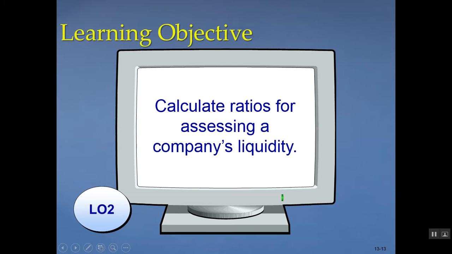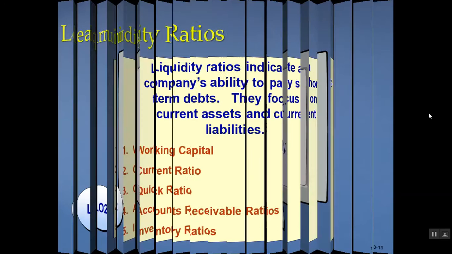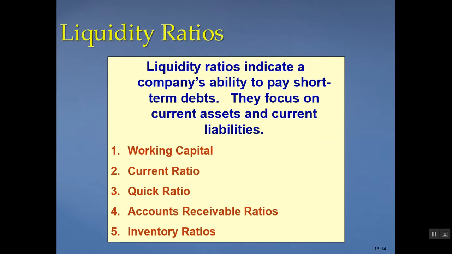Let's continue our conversation on financial ratios by looking at liquidity ratios. Liquidity ratios indicate a company's ability to pay short-term debts. They focus on current assets and current liabilities. So there's five main different types of ratios that we look at: working capital, current ratio, quick ratio, accounts receivable ratios, and inventory ratios. I'm going to talk through what each of these mean.